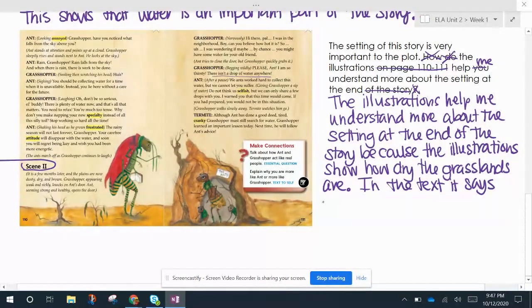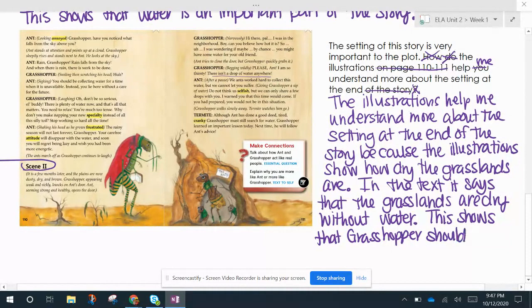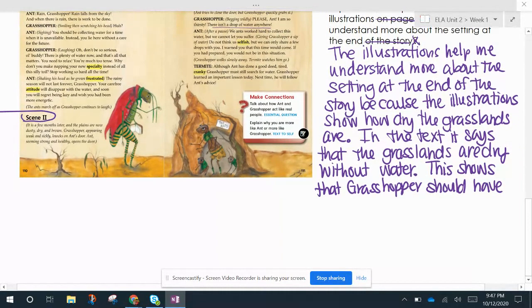So in the text, it says that the grasslands are dry without water. Okay, and this shows that Grasshopper should have prepared for the dry season.